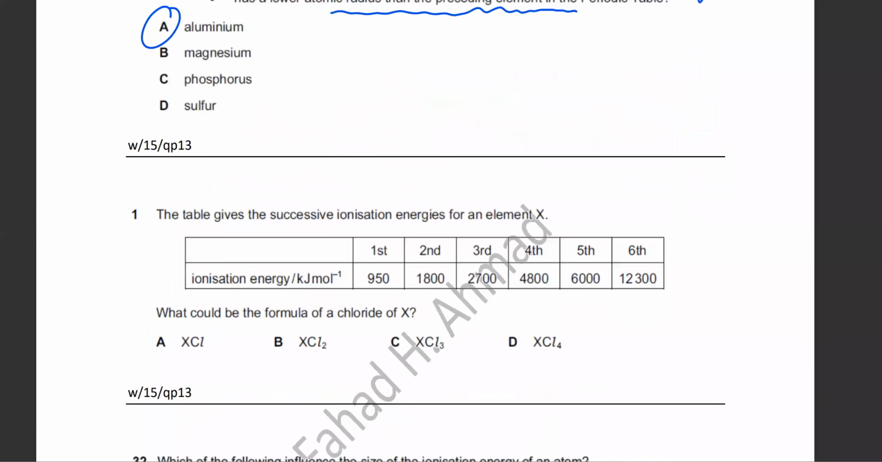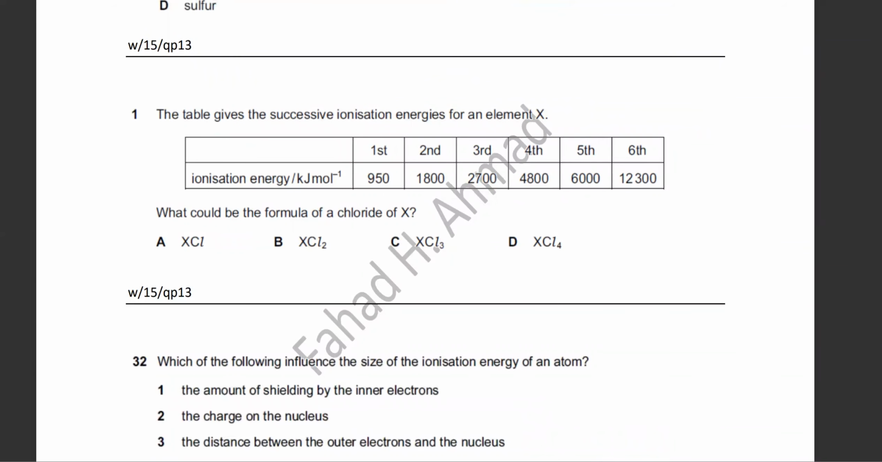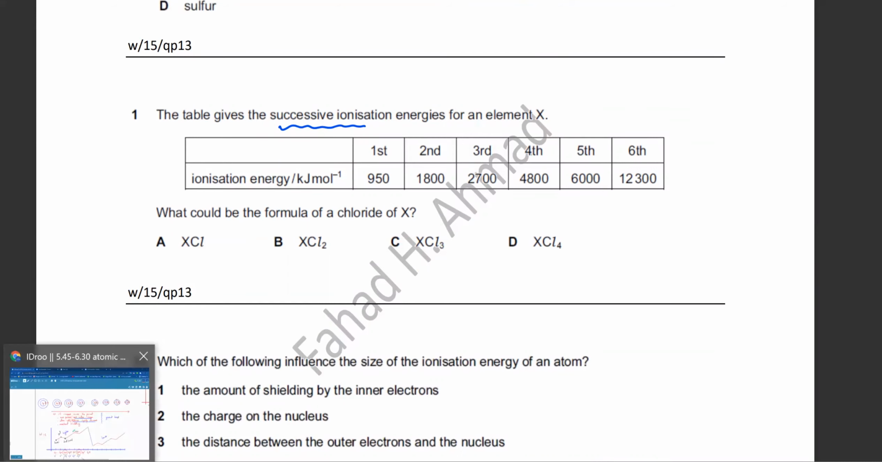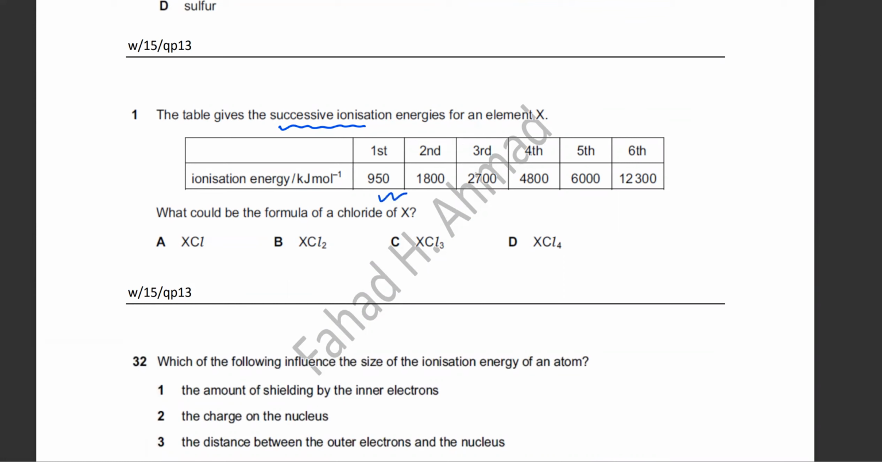Now this is successive ionization energy. Successive means you're constantly removing electrons from the same atom. So which group does this element belong to? Fifth, which one? Five. It's going to be group 5, because removing the first 5 electrons is kind of easy, but all of a sudden removing the 6th electron is difficult.